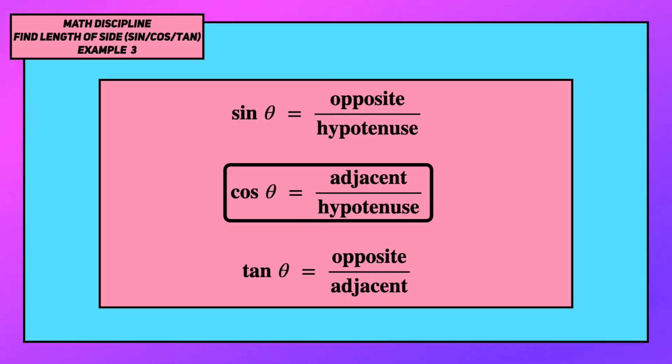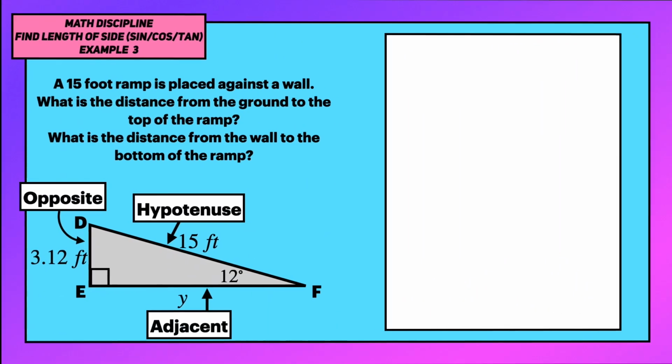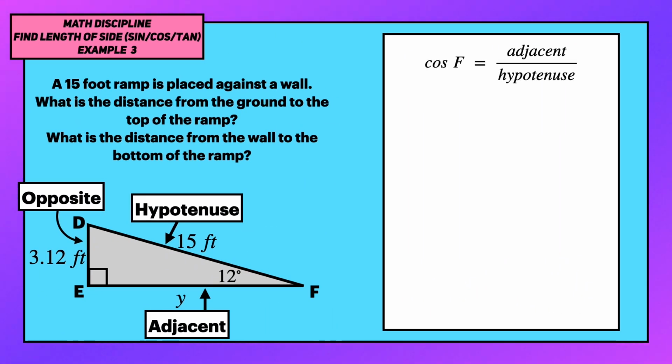Cosine is the trigonometric ratio that compares the adjacent side to the hypotenuse side, so we will use cosine to solve for y. The cosine of f equals the adjacent side over the hypotenuse side. Substituting the values from our problem gives us cosine of 12 degrees equals y over 15.